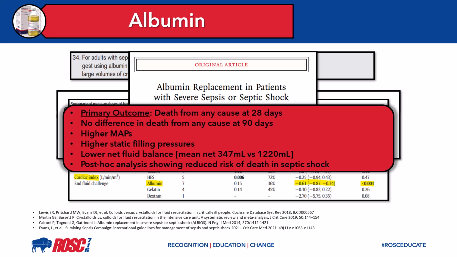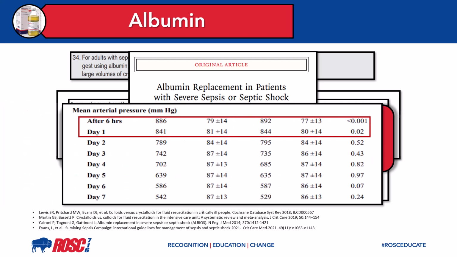Now, I've already shown you some difference in static filling pressures. Let me show you the difference in the mean arterial pressures in this paper. As you can see, the only statistically significant differences in mean arterial pressures were after 6 hours and at day 1. Now let's take a closer look at the differences. These are the average mean arterial pressures. You have 79 versus 77 and 81 versus 80. Again, statistically significant, but are these clinically significant numbers to be concerned with? So why such unimpressive results from albumin? Let's try to answer that in the next couple slides.